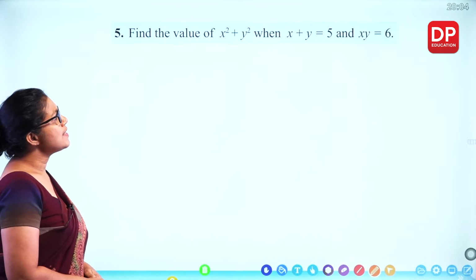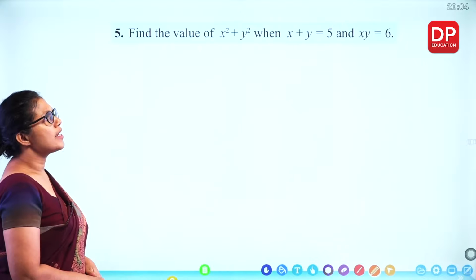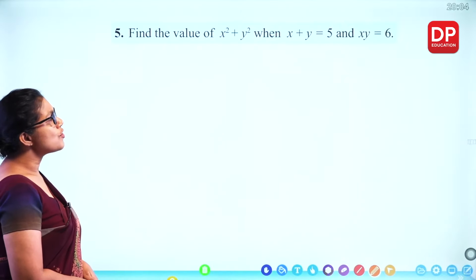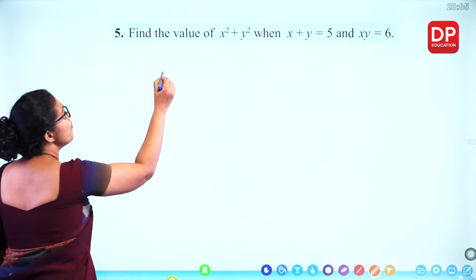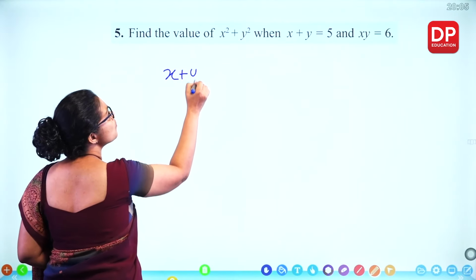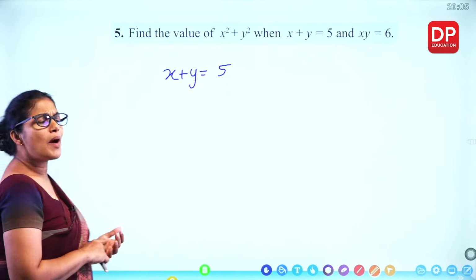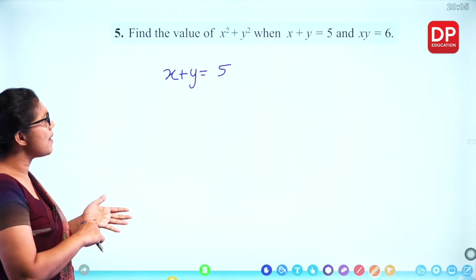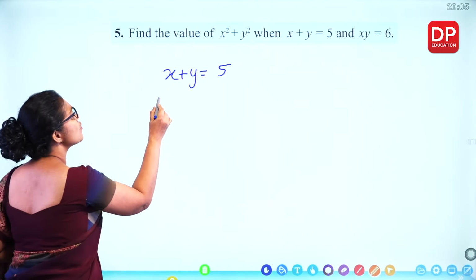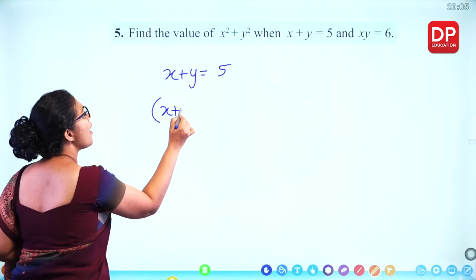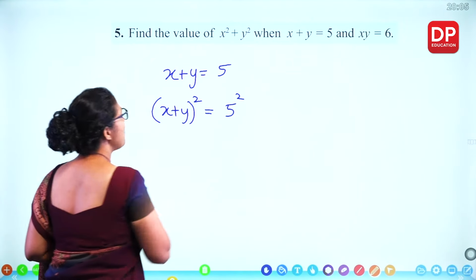And we'll look at the fifth question. Find the value of this expression when x plus y equals 5 and xy equals 6. You are asked to find x squared plus y squared. So, you know x plus y is 5. Now here xy is given. So, that means multiply the two terms. That means definitely this should be a square term. So, we'll square both sides.